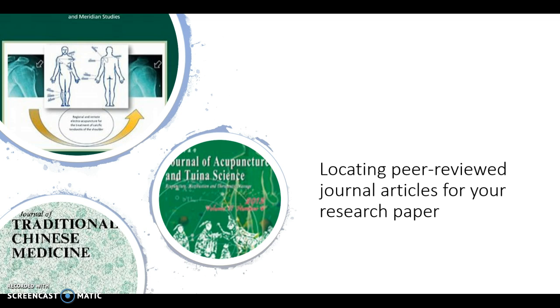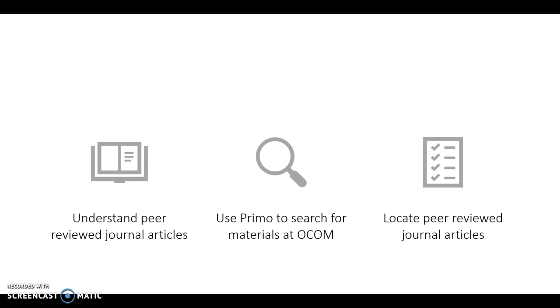In this tutorial, you will learn how to find peer-reviewed articles for your research paper. We will begin by learning what these types of articles are. We will then use Primo to search for them and locate peer-reviewed journal articles.